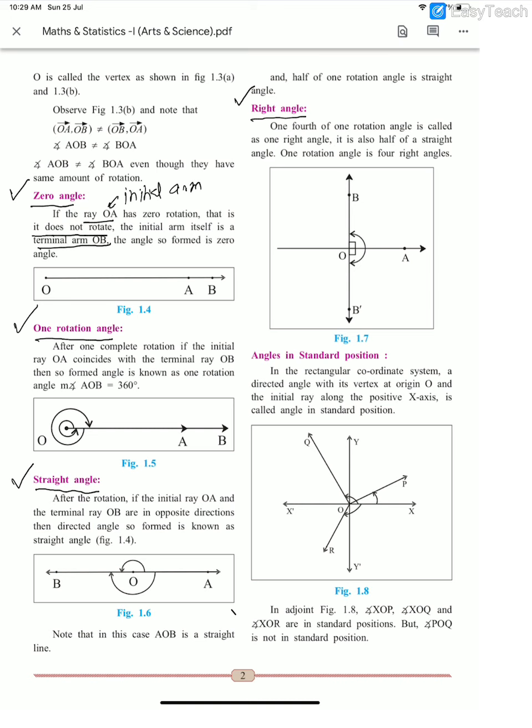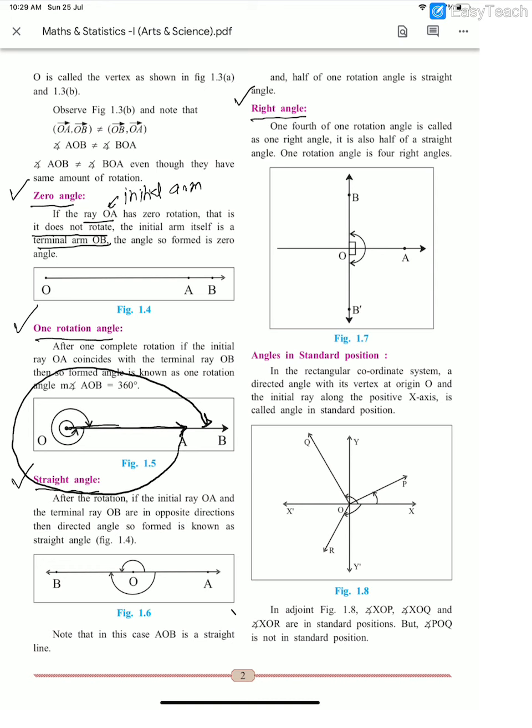Now what is a one rotation angle? You need to understand that in a zero angle as well as a one rotation angle, both the arms appear to be the same. But what is the difference? The difference is that this initial arm rotates through a complete circle. This is initial arm OA. It starts rotating like this, and it comes back again and takes a new position OB. So this becomes the initial arm and this becomes the final arm.